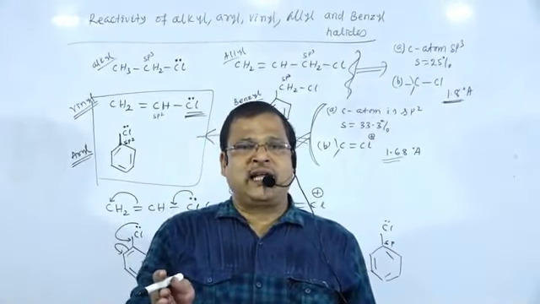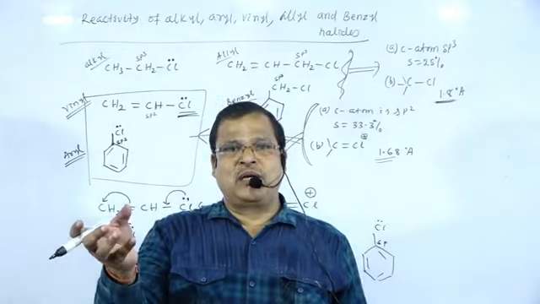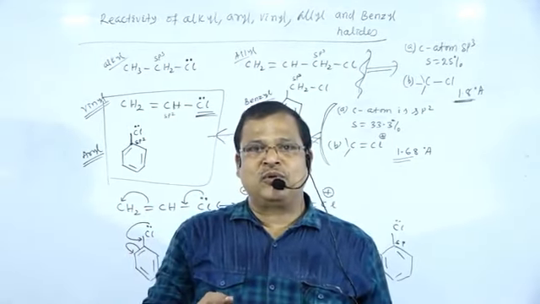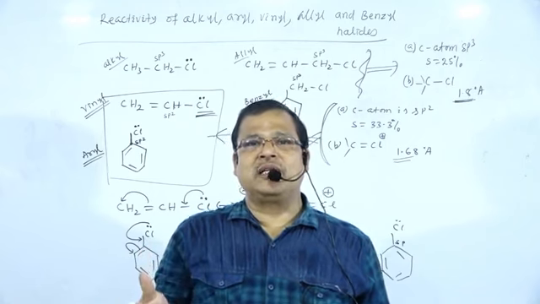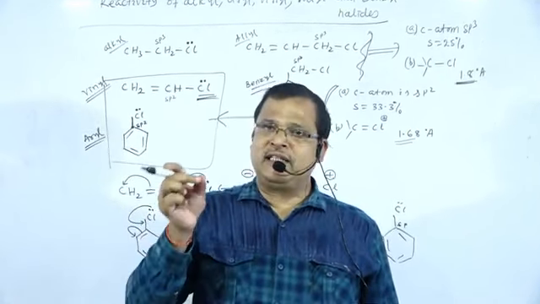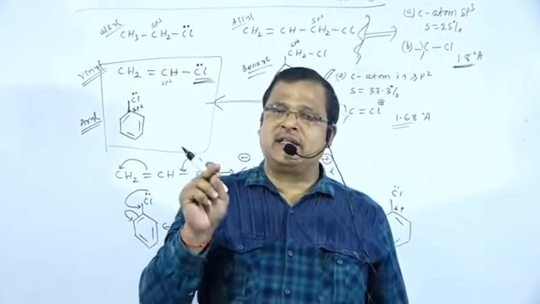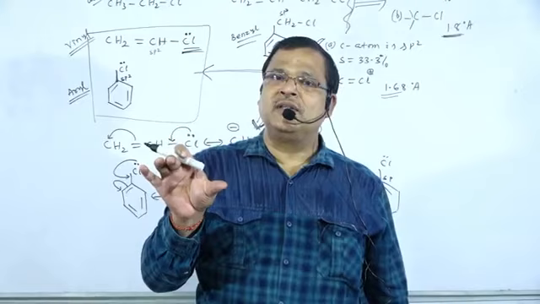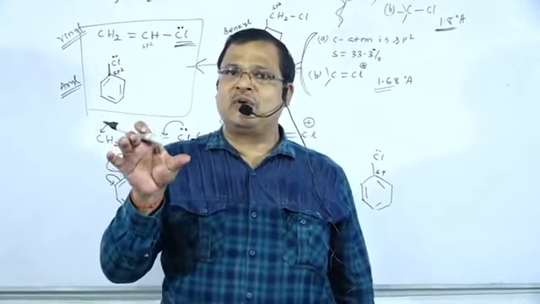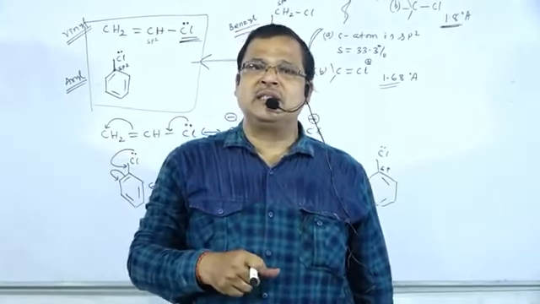The higher the S character, the more the penetration power towards the nucleus, the more the bond strength, and the less the reactivity. If there is conjugation, there is a chance of development of carbon-chlorine double bond character, which means bond strength will increase and reactivity will decrease.